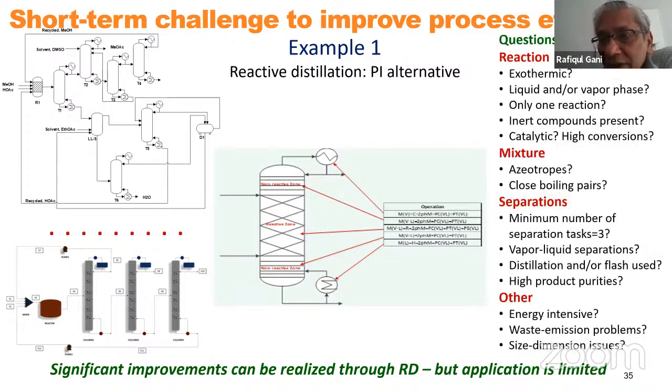The following questions on the right-hand side, if the answer is yes to all of them, we can easily find what should be the non-reactive section, what should be the reactive section, what should be the non-reactive section at the top and bottom, condenser and reboiler, and we have a reactive distillation that will replace the entire process into this. That's a significant improvement. And this can be done short term because now I would say reactive distillation is already a known technology.